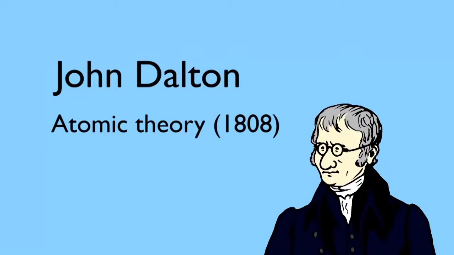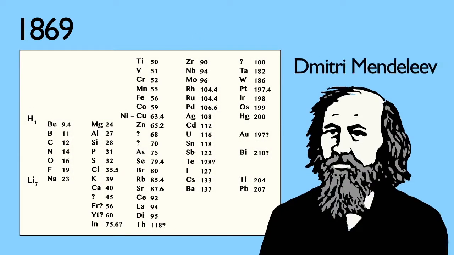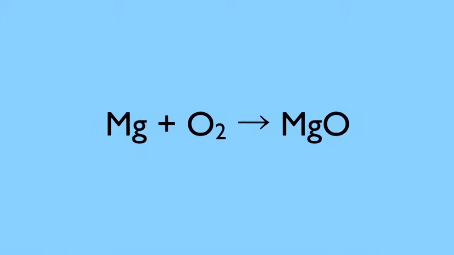Modern chemistry had started. By mid-19th century, only half the elements had been discovered, but enough to enable Mendeleev to produce his famous periodic table. That was in 1869. Chemical equations began to be written as we now know them from about this time. For example, the burning of magnesium.